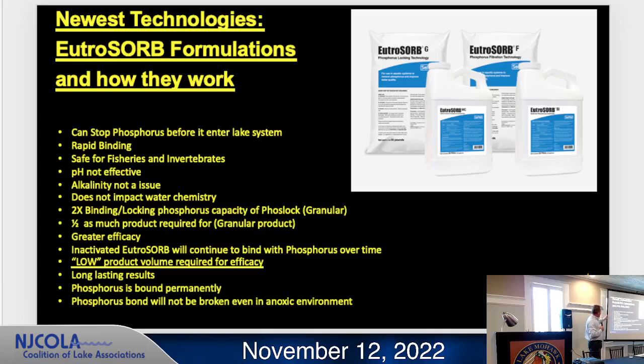It's safe for the fisheries and invertebrates. It has no pH effect, no alkalinity issues, so you're not worried about anything in terms of water chemistry changing the activity of the product.